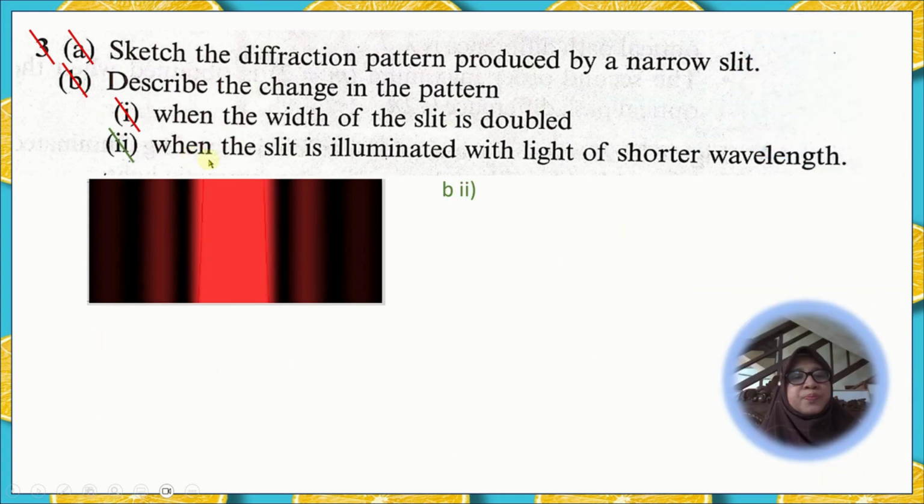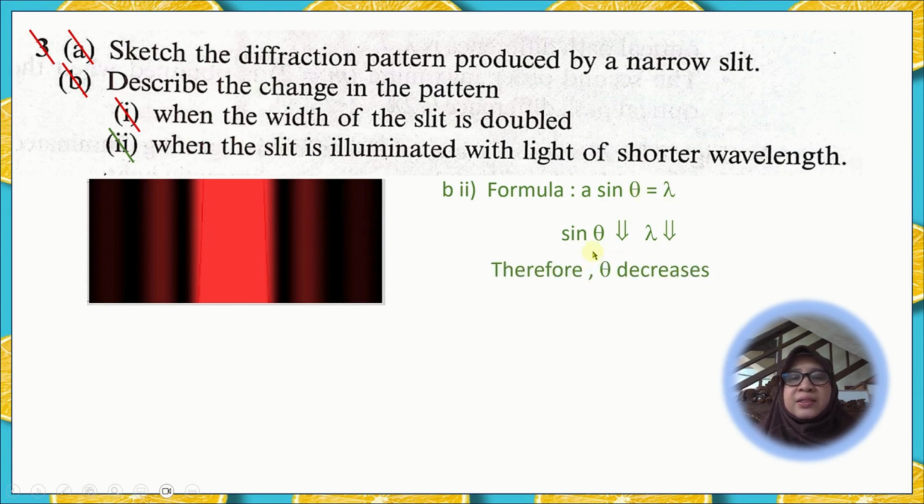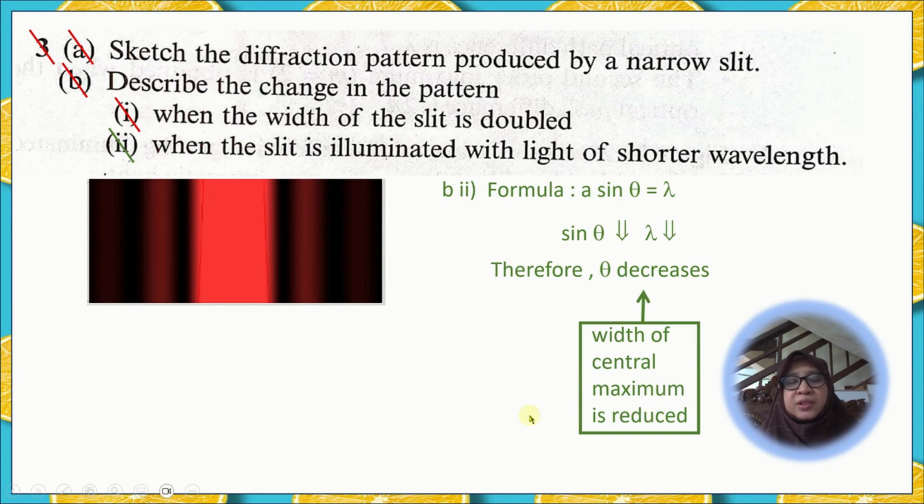When the slit is illuminated with light with shorter wavelength, what happened? We use the formula a sin theta equals lambda. From here we can see that if the wavelength decreases, shorter wavelength, then sin theta also decreases. This means that the theta represents the width of the central bright maximum. So the width of the central bright maximum is reduced.